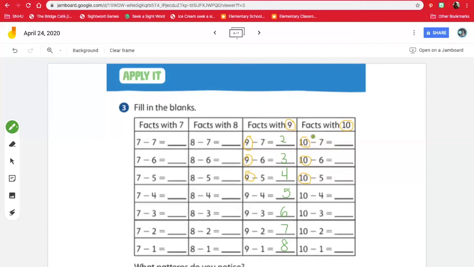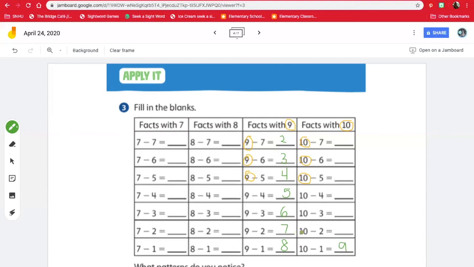Let's try this one. Well, let's start from the bottom again because that's where our easiest fact is. You don't always have to start from the top. If you know one at the bottom, you can absolutely start from the bottom and work your way up as long as you finish your work. So 10 take away 1. What's 1 less than 10? 9. 10 take away 2.